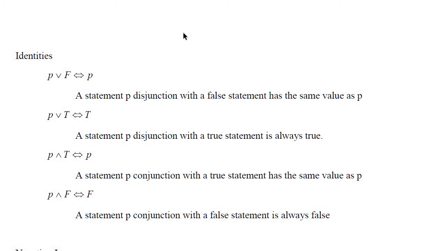All right, identities. If I have P ORed with a false statement. Now, if you remember, the only time an OR statement can be false is if they are both false. So P ORed with a false statement is going to be equivalent to P. So if P happens to be true, then the OR statement is true. If P happens to be false, then the OR statement is false.